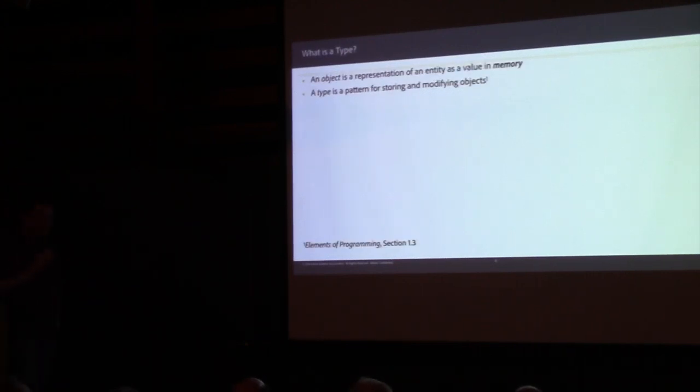So, what is a type? You have to start here if you're going to talk about what a regular type is. First you have to understand that an object is a representation of some entity as a value in memory. And I highlighted memory there. Memory is incredibly important. And a type is a pattern for storing and modifying objects. Type is the interpretation of the bits. What do the bits mean in the machine? It's the structure of those bits and the set of basis operations that you can use to modify them to change from one value to another value.